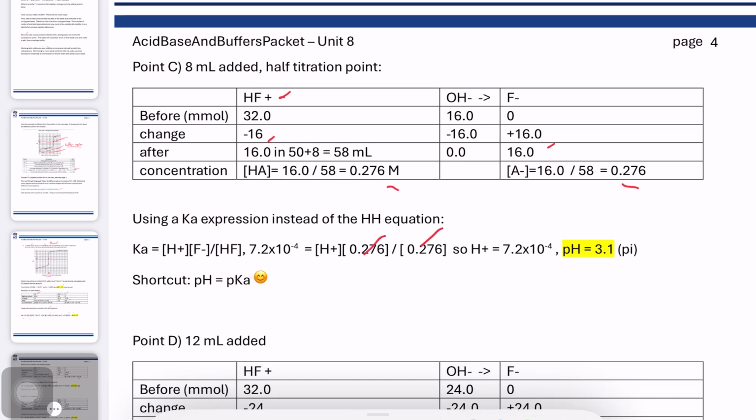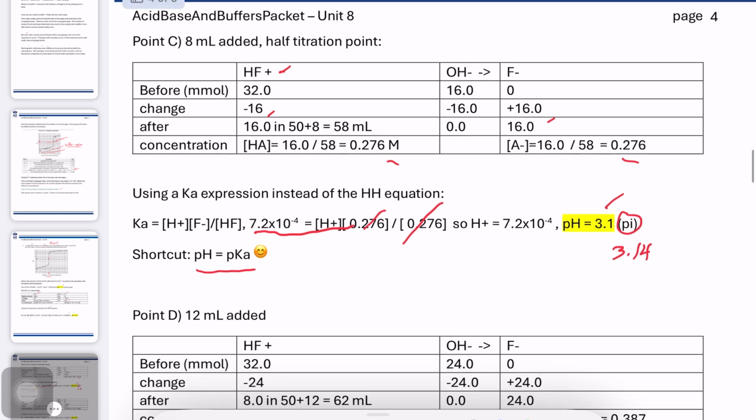Turns out that these values cancel, so the Ka equals H. Therefore, pH equals pKa. This is a very common question. And it turns out that when I didn't round, I got 3.14. Not really pi, but I love to see numbers everywhere. So this is a very important point of the titration.